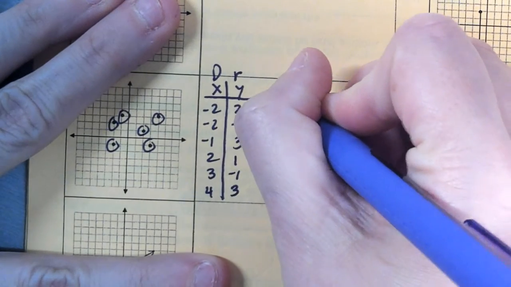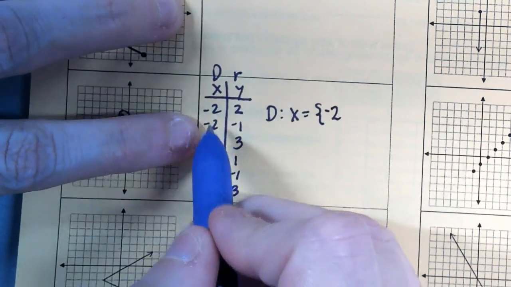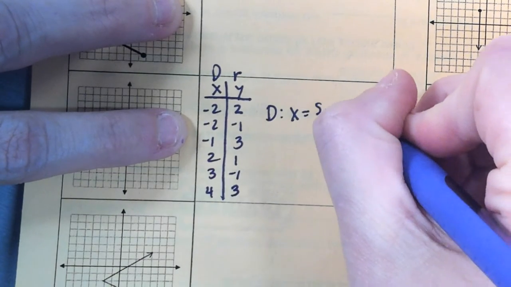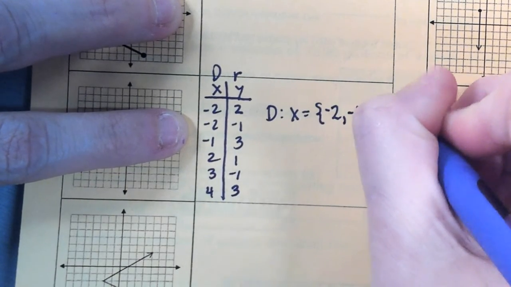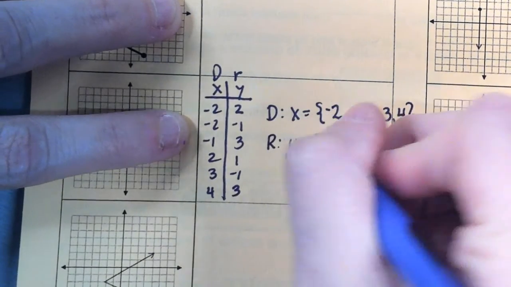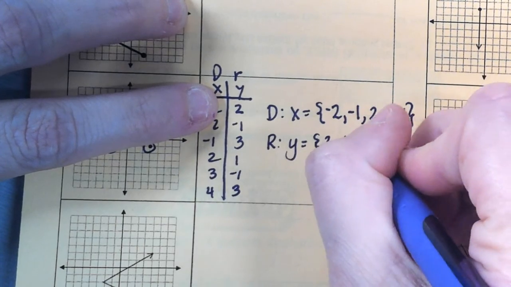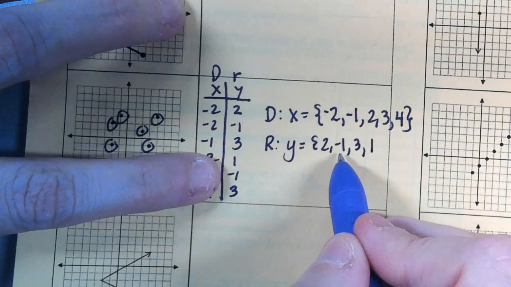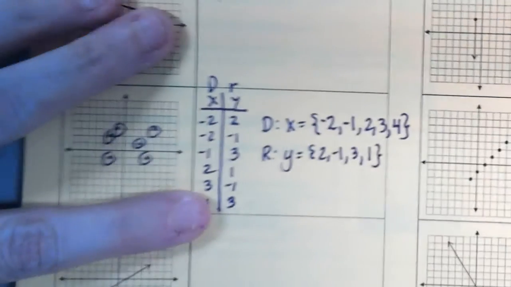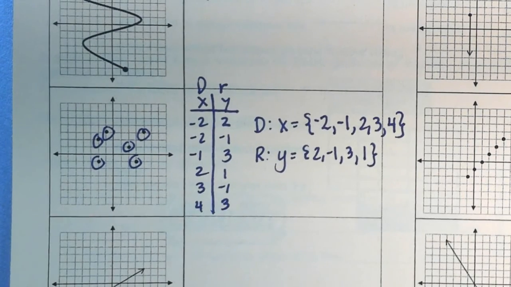When I write my domain, I already have -2 once, so I'm not going to write it twice. I just write it once: -2, -1, 2, 3, 4. Same thing with range and my Y values. I have 2, -1, 3, 1. But I already wrote -1, so I'm not going to write it again. I already wrote 3, so I'm not going to write it again, and I'm done. What do we think? Does that seem pretty easy?